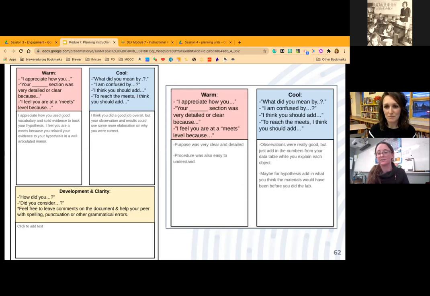I know when I first looked at this, I was a little blown away and felt like the feedback they were giving was very meaningful. It was effective feedback. And they not only learned from reading their peers and getting new ideas of how they could go about writing their reports, but at the same time, they were getting feedback from their peers as well.